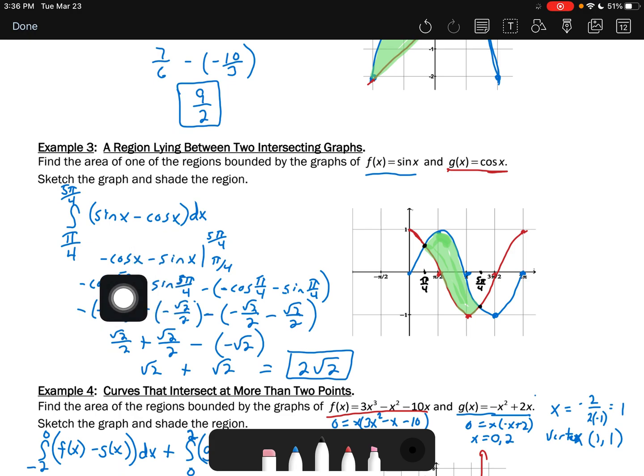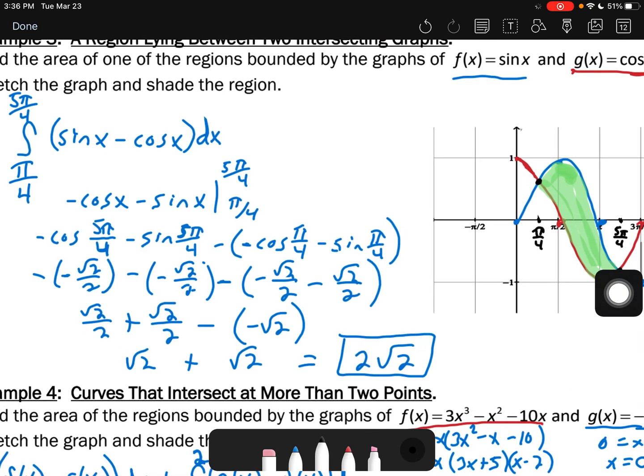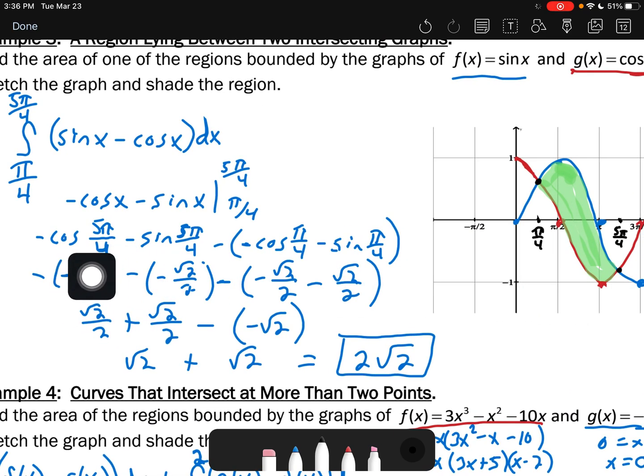Okay, so when we integrate here, remember that the antiderivative of sine of x is negative cosine of x, and the integral of cosine of x is just sine of x, so the subtraction stays there. And we're going to evaluate that from pi/4 to 5 pi/4. And so in putting those values in, we see that we have cosine 5 pi/4 minus sine 5 pi/4.